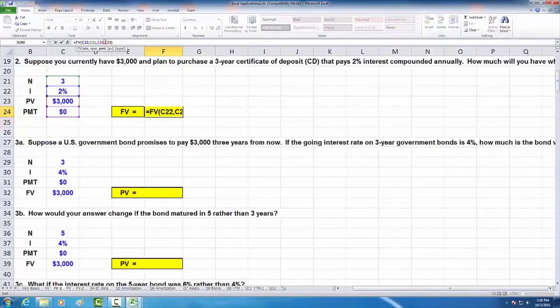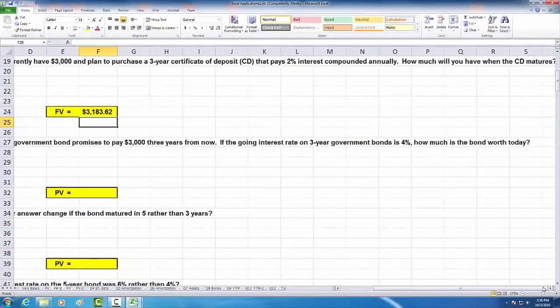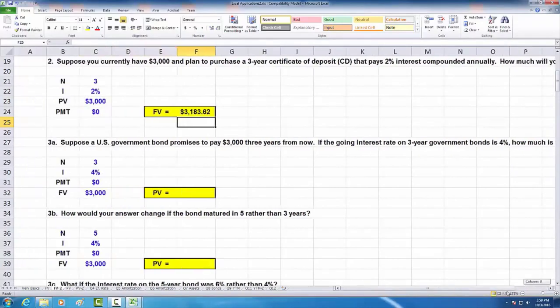Okay, here you are. Now the third question. Suppose a US government bond promises to pay $3,000 3 years from now. If the going interest rate on 3-year government bonds is 4%, how much is the bond worth today?